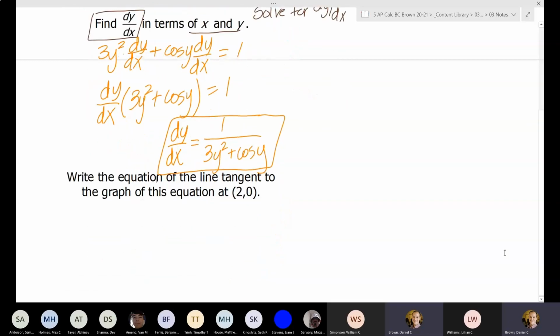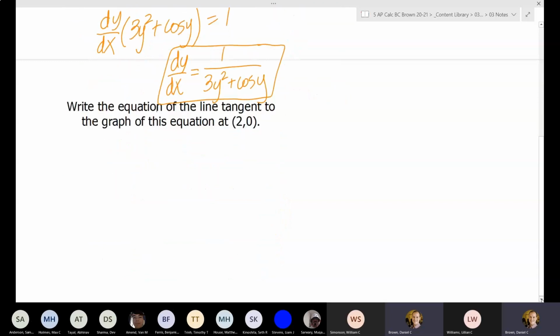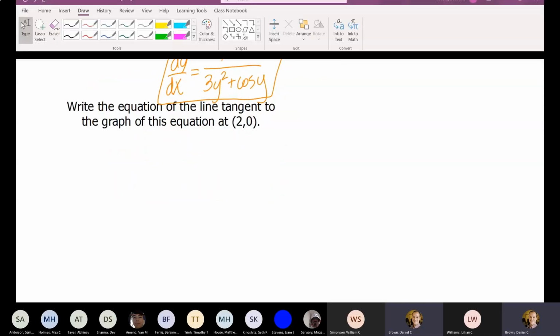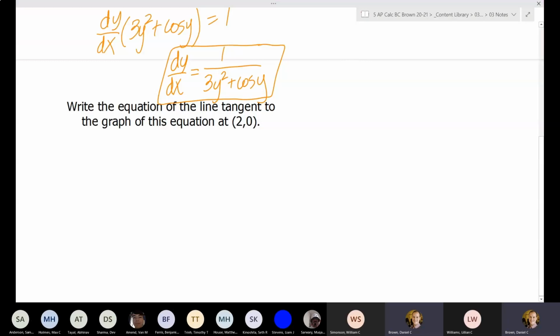All right, so now let's do the tangent line. This is just review at this point. To find a tangent line, we know we always need two things. We have to have a point, which they gave us, and we have to have a slope. We know the slope is going to come from the derivative.